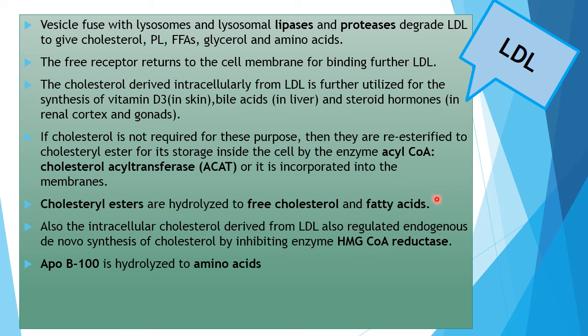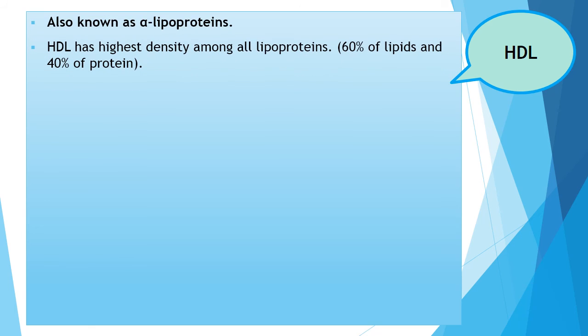Cholesterol esters are hydrolyzed to free cholesterol and fatty acid. Also, intracellular cholesterol derived from LDL regulates endogenous de novo synthesis of cholesterol by inhibiting the enzyme HMG coenzyme A reductase. ApoB100 is hydrolyzed to amino acid. LDL is bad cholesterol and it transports cholesterol from liver to extrahepatic tissue.